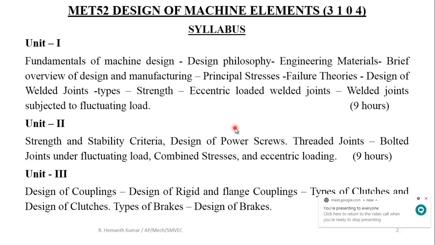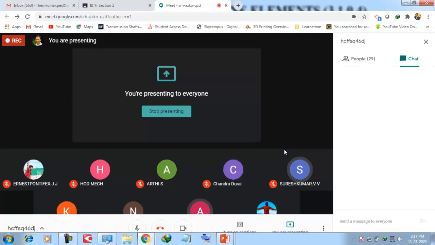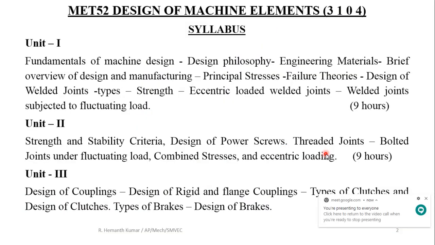That power screw plays a vital role in some movement, that is, rotary to linear motion transformation. So it should be working perfectly. It almost transmits some power, so we have to design it carefully. We will be discussing the design of power screws. Then threaded joints. Threaded joints means bolted joints and other joints that contain threads; studs and bolts all come under this category.